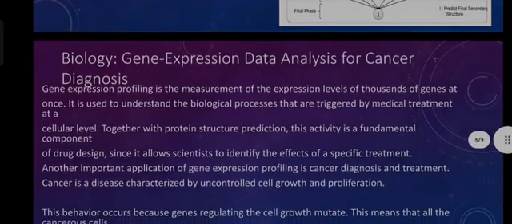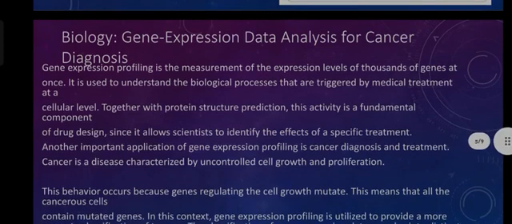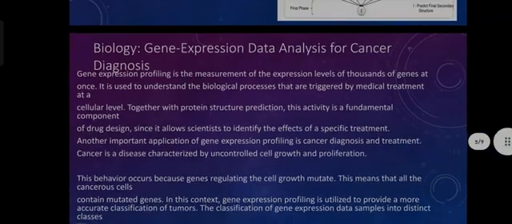Next is biology: gene expression data analysis for cancer diagnosis. Gene expression profiling is the measurement of the expression levels of thousands of genes at once. It is used to understand the biological processes that are triggered by medical treatment at a cellular level. Together with protein structure prediction, this activity is a fundamental component of drug design since it allows scientists to identify the effects of a specific treatment. Another important application of gene expression profiling is cancer diagnosis and treatment. Cancer is a disease characterized by uncontrolled cell growth and proliferation.